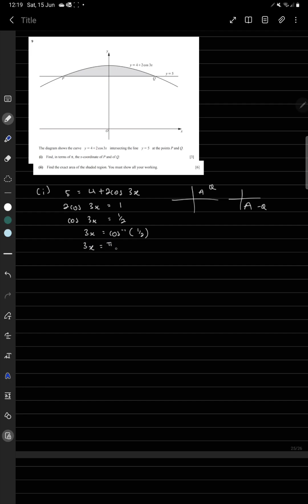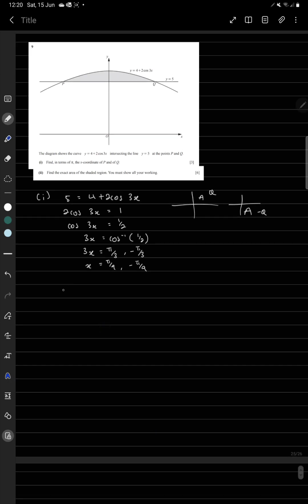Right, we should still have 3 there. So 3x equals pi over 3 and also negative pi over 3. Then we want to move the 3 to the other side. We're going to have pi over 9 and negative pi over 9. So these are our two x coordinates, but we need to know which one is P and which one is Q. For P, the x coordinate, I'm going to write down negative pi over 9 because it's in the negative region of x, and then it has 5. Then for Q, it's going to be positive pi over 9, 5.